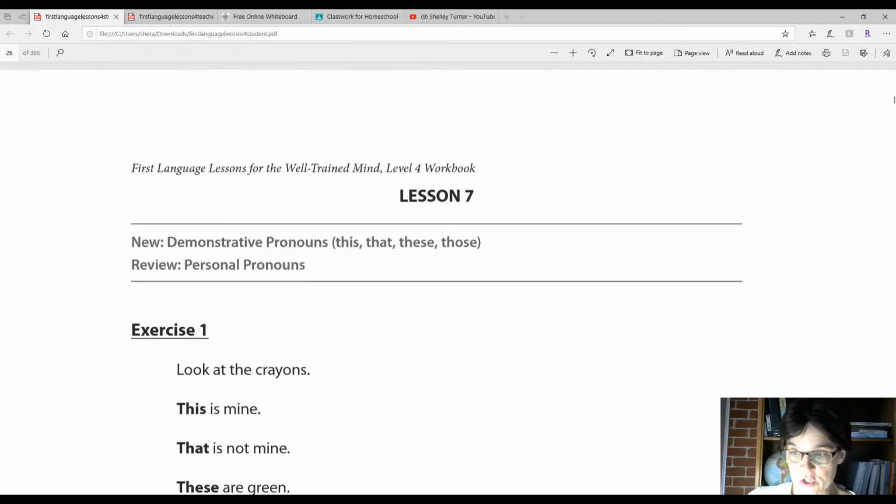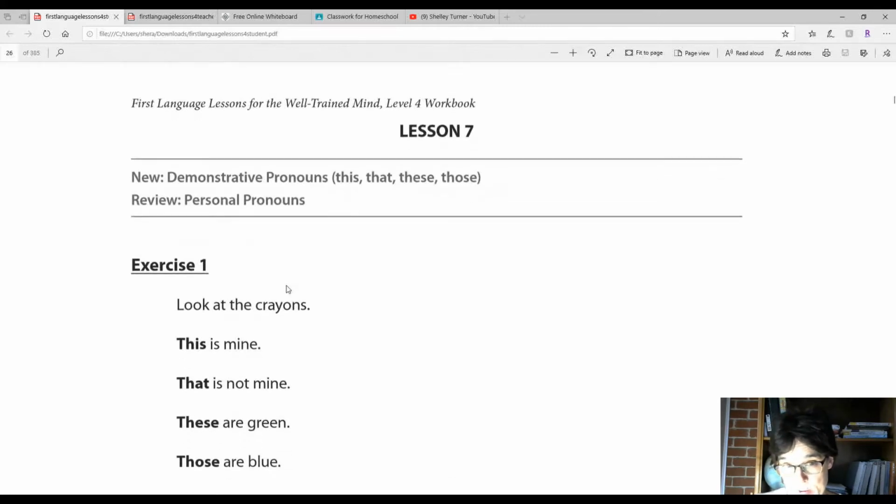Good morning. We're going to go ahead and do lesson 7 in your grammar, in your language. Like I said, we're going to combine lesson 7 and 8 because it kind of ends a section, and lesson 8 is a little bit different. So anyway, the new thing that we're going to learn today is demonstrative pronouns. There's only 4: this, that, these, and those. And then we're going to quickly review some personal pronouns.